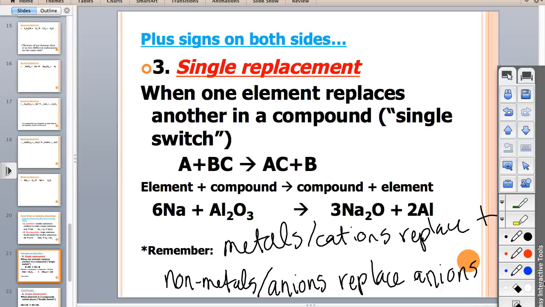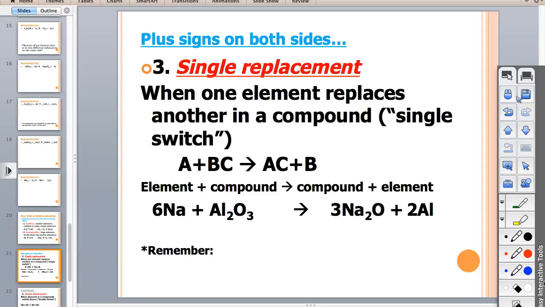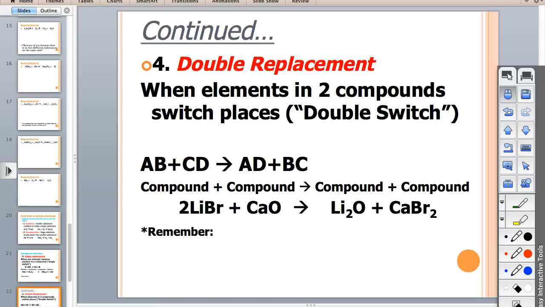So that's single replacement. And then double replacement, the same idea goes. You're going to make sure you switch your metals for metals, non-metals for non-metals. And so you're going to have a compound, and a compound makes a compound and a compound. On that single replacement, you would have a single element somewhere, and it would make another single element in a compound. So that's the difference. So two switch.